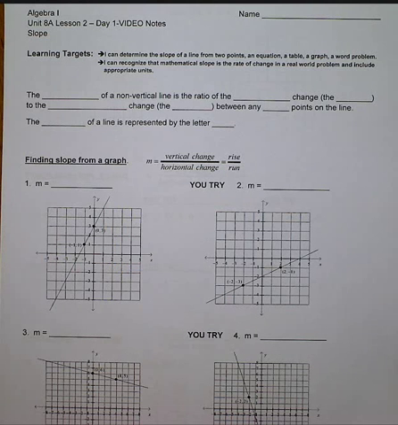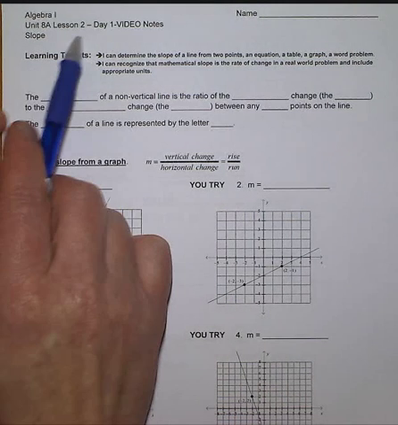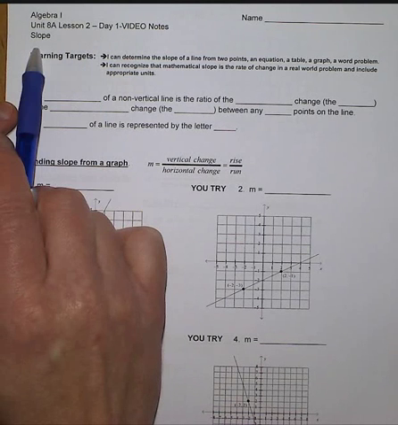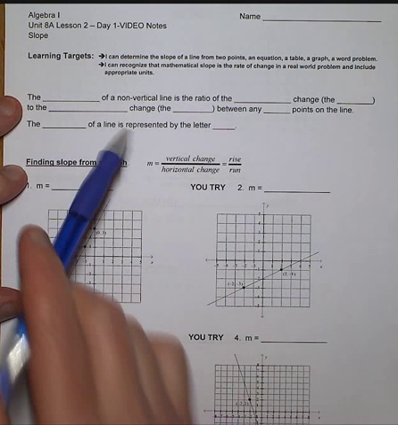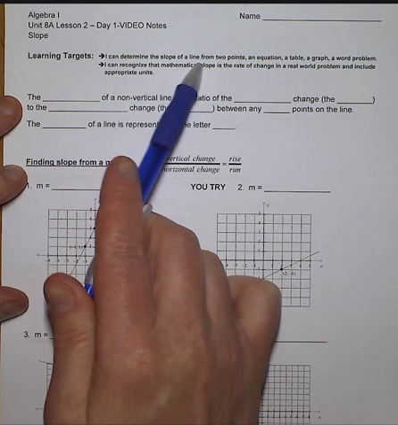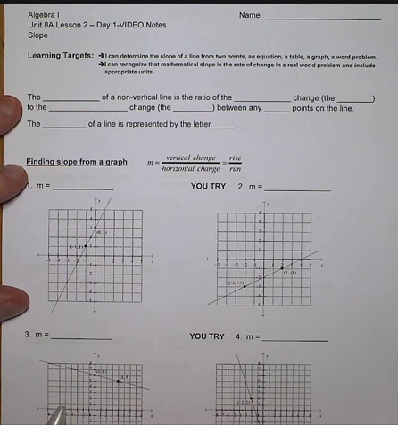Okay, good evening. This is Unit 8A, Lesson 2, Day 1 video about slope. So our learning targets: I can determine the slope of a line from 2 points, an equation, a table, a graph, a word problem. You can also recognize that a mathematical slope is the rate of change in a real-world problem that includes appropriate units.